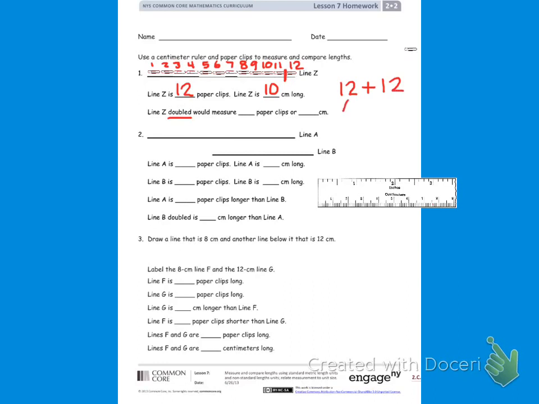We know when decomposing that 12 is the same as 10 plus 2. Again, 12 is the same as 10 plus 2. I like to circle the 10s. Here's a 10 and here's a 10. So 10 and 10 is 20. And then add the other 2 numbers together. 2 and 2 is 4. And 20 plus 4 is 24. So if the line Z doubled in paper clips, would be 24 paper clips long.